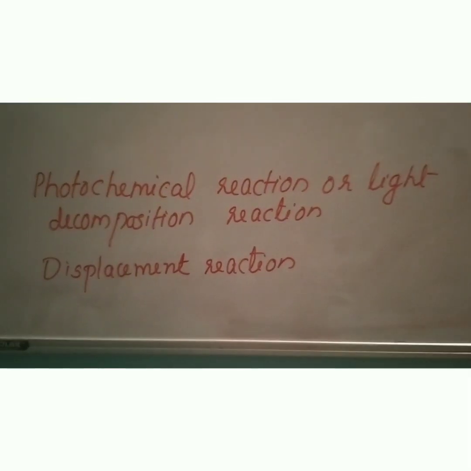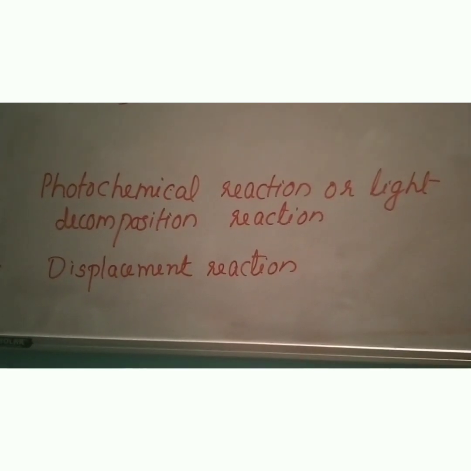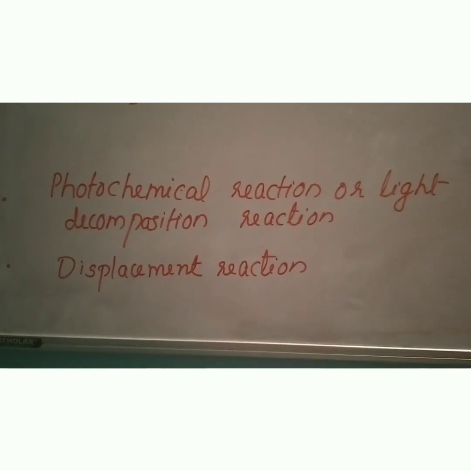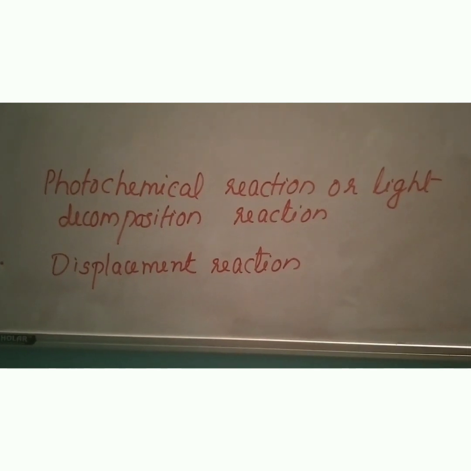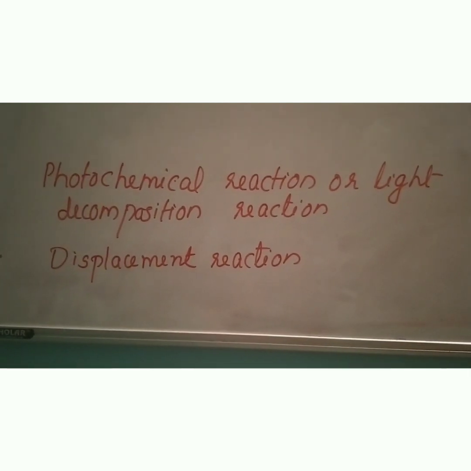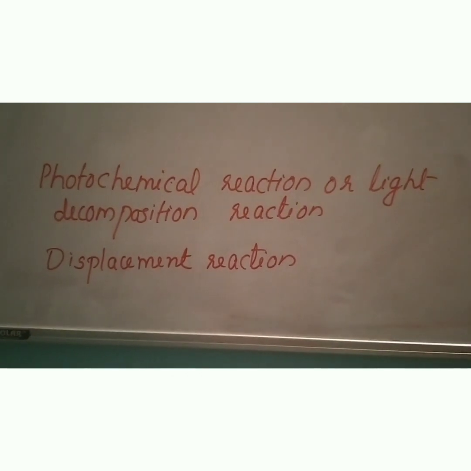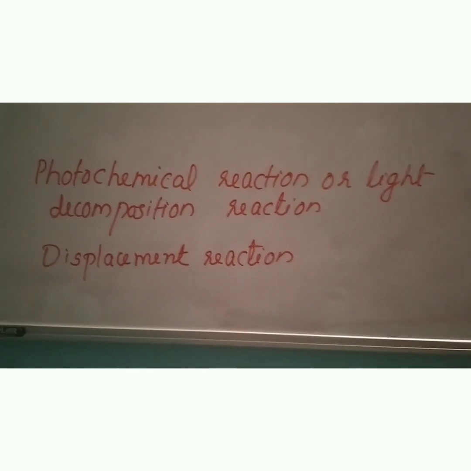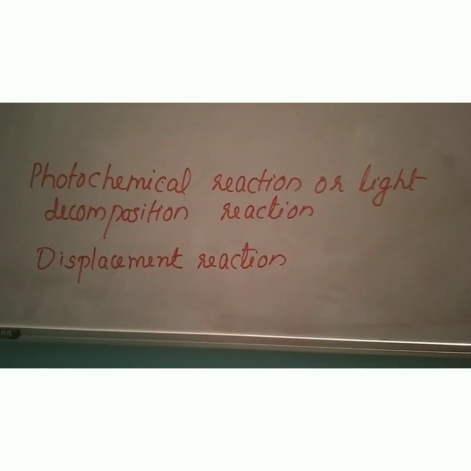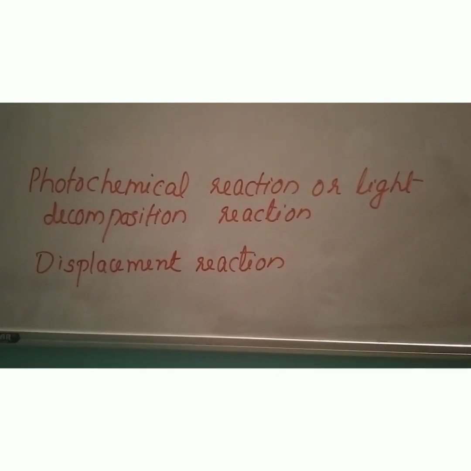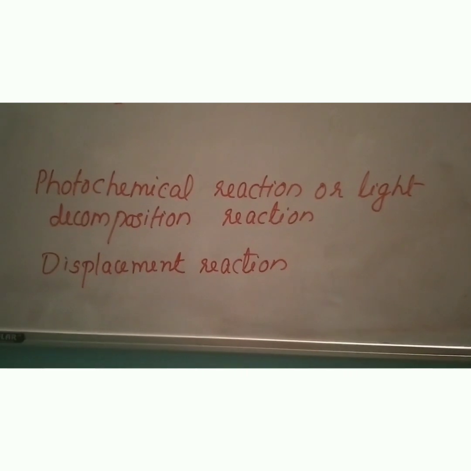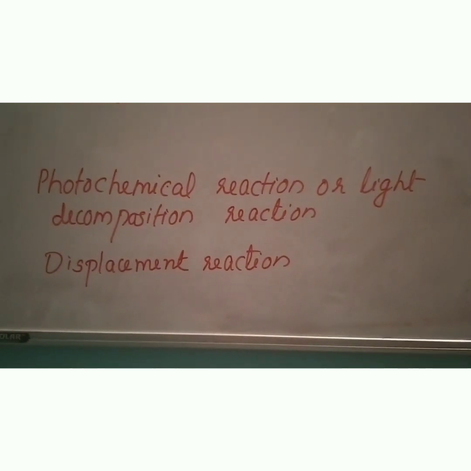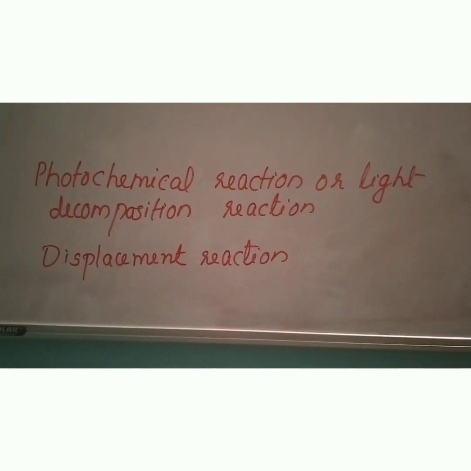Today we learned two topics. First, photochemical reaction or light decomposition reaction. What is photochemical reaction? The decomposition reaction which takes place by the absorption of light is known as photochemical reaction. What is the basic principle of black and white photography? Light decomposition or photochemical reaction. Two chemical substances used in black and white photography are silver chloride and silver bromide. Next, displacement reaction. Displacement reaction means a more reactive element displaces a less reactive element from its compound.